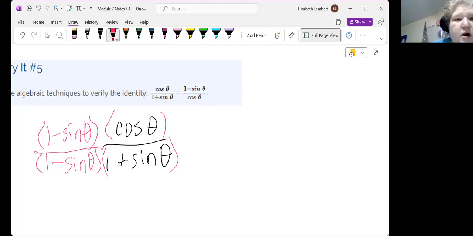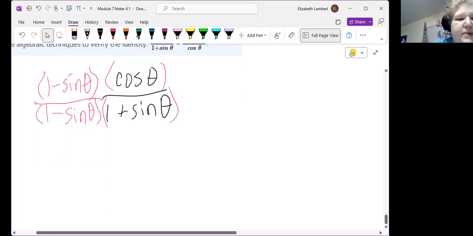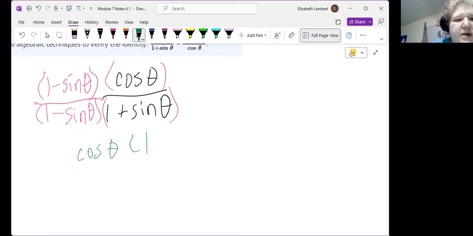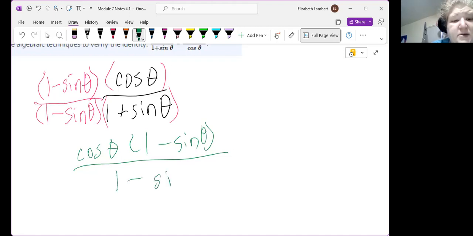So now our top is the cosine of theta times 1 minus the sine of theta. And then on the bottom, that is a difference of squares. So we're going to have 1 minus sine squared theta. The outside and inside terms will cancel, and we get this. But 1 minus sine squared, there's our Pythagorean identity kicking in. If sine squared plus cosine squared is 1, 1 minus sine squared is the guy we don't see, cosine squared.